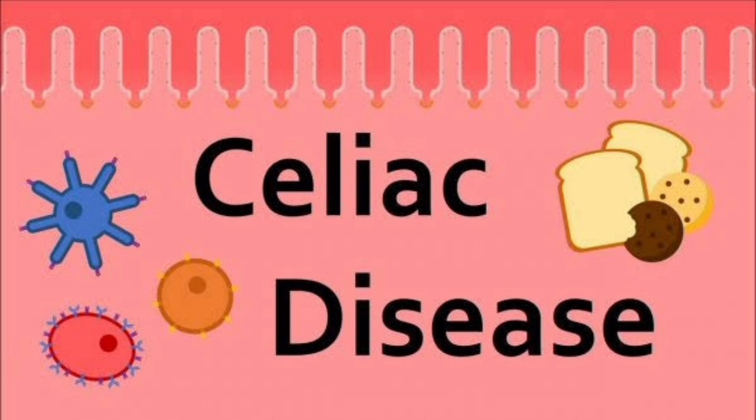Management. How can we manage celiac crisis? First of all, initiation of the gluten-free diet, then parenteral fluid replacement, nutritional support and electrolyte correction, and IV corticosteroids like budesonide.